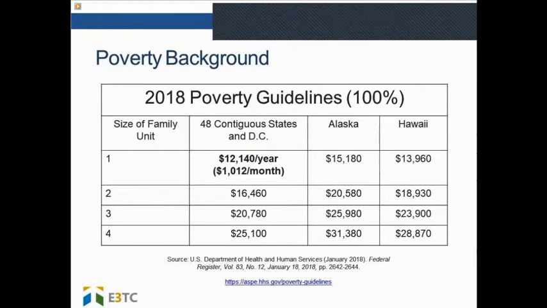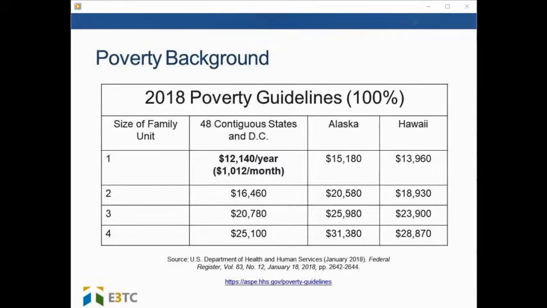So as an example, in a family unit size one, so one individual in the household, in the 48 contiguous states and the District of Columbia, this equates to $12,140 per year or $1,012 per month. The amount is higher in Alaska and Hawaii to account for the higher cost of living in those states. But when you look at that figure of $12,140 a year or a little over $1,000 a month, it's pretty clear to see that that is not a lot of money to live on when you think of the expenses that most folks have, including rent or mortgage, so the housing expenses, utilities, transportation, food, clothing, etc.